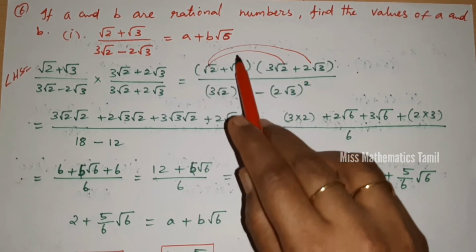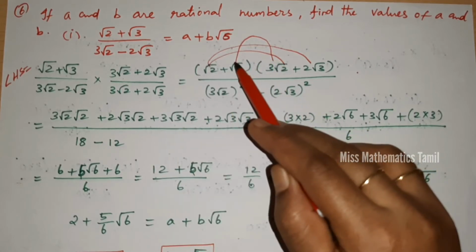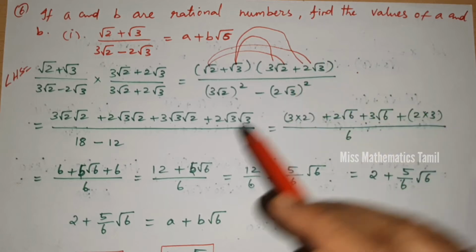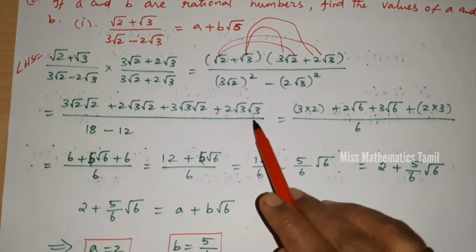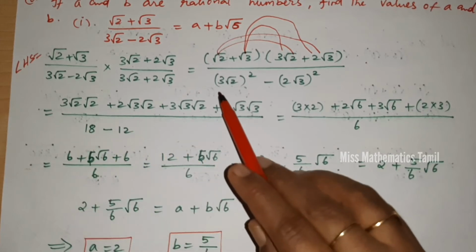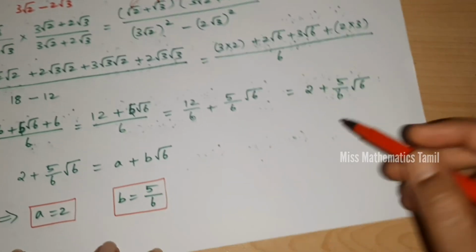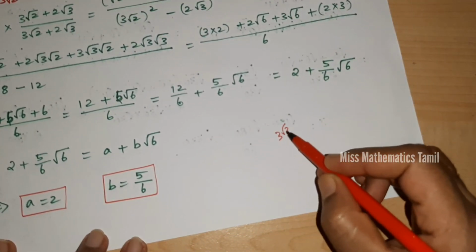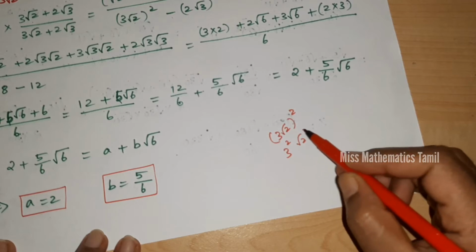Next root 3 into 3 root 2 here. Next root 3 into 2 root 3. So I wrote everything in the numerator. Also the denominator, what will happen? 3 root 2 the whole square. How will we find it? 3 root 2 the whole square means the square is common for both numbers.